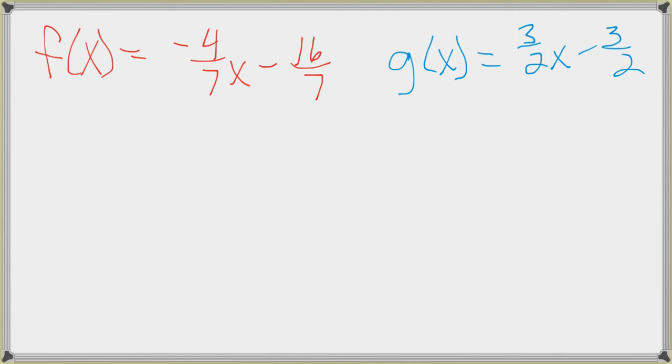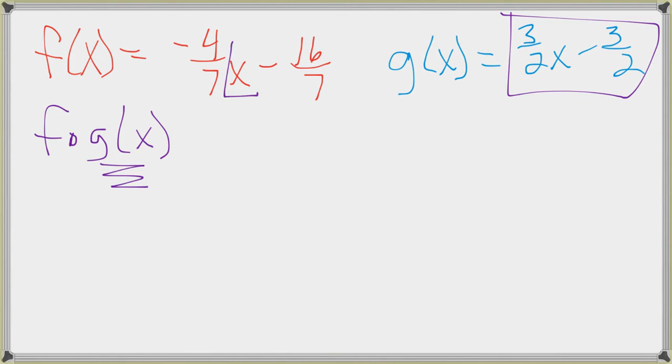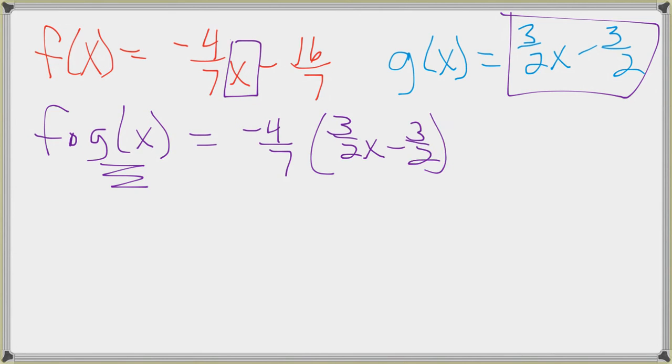Now when I look at this one, just looking at the problem, I'm thinking probably these are not going to cancel because we have sevenths and halves. But we need to plug it in and see. So what are we going to do first? F of g of x. We're going to take that whole blue function g of x and plug it in for x in the red function. So 3/2 x minus 3/2, plug it in there for the x. So I have negative 4/7 times 3/2 x minus 3/2 minus 16/7.